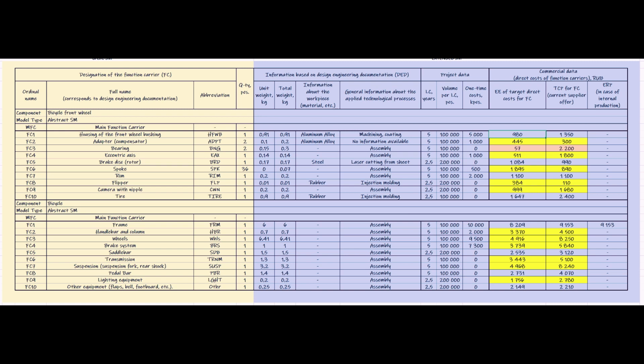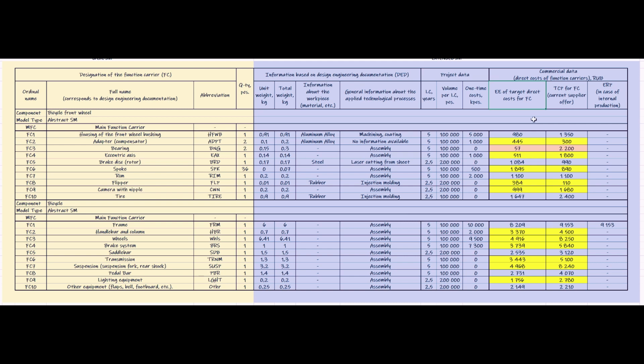Then, the significance of each carrier is multiplied by the total target cost of all carriers. In this case, it's 8,974 rubles or conventional monetary units. The application of the above methodology for a bicycle and front wheel allows us to obtain the values of targeted direct costs, see the column expert evaluation of target direct cost for function carrier, calculated based on the values of the relative significance of the functions corresponding to function carriers, calculated by applying expert techniques.